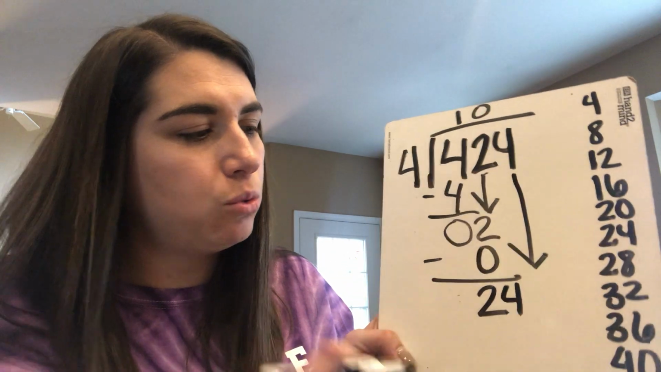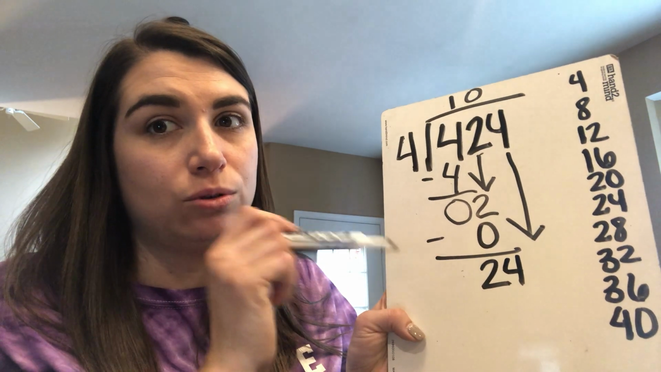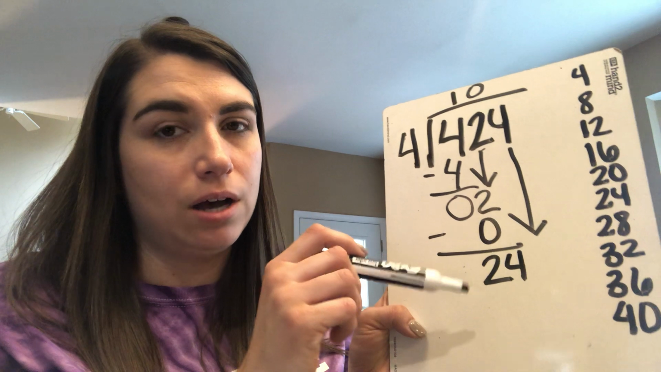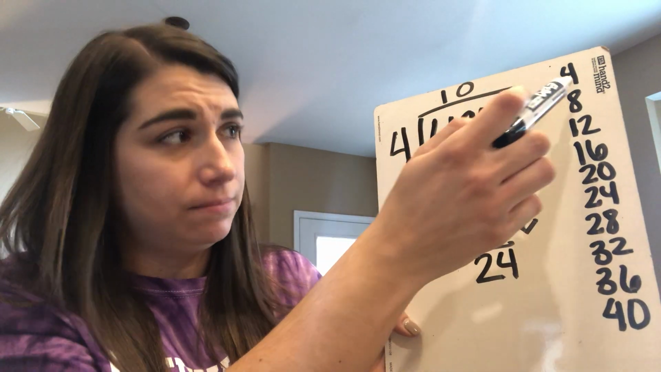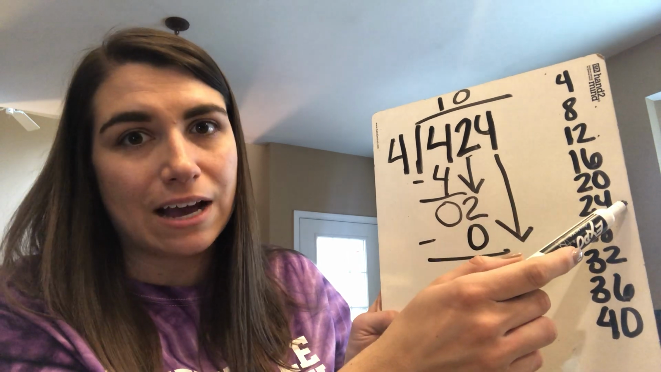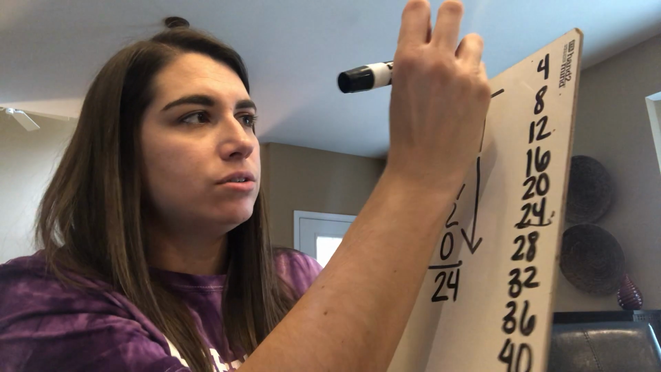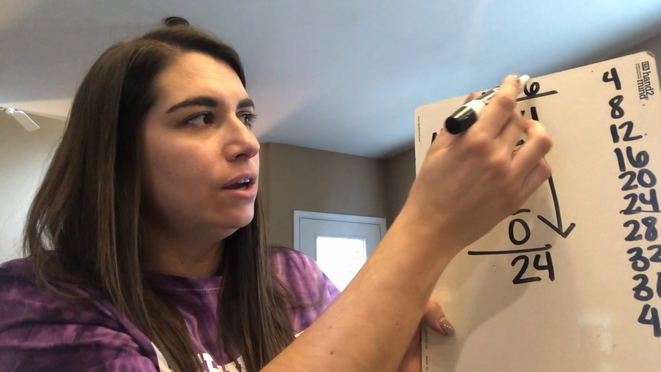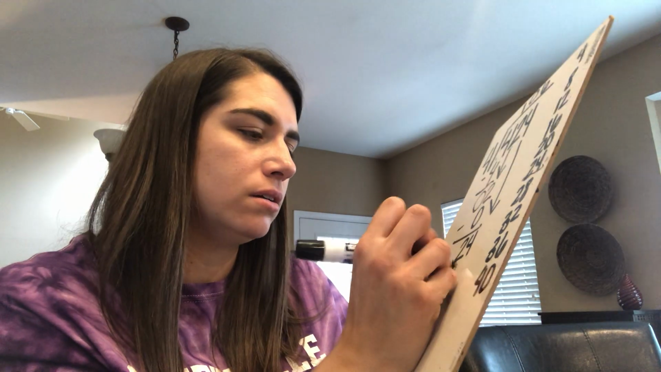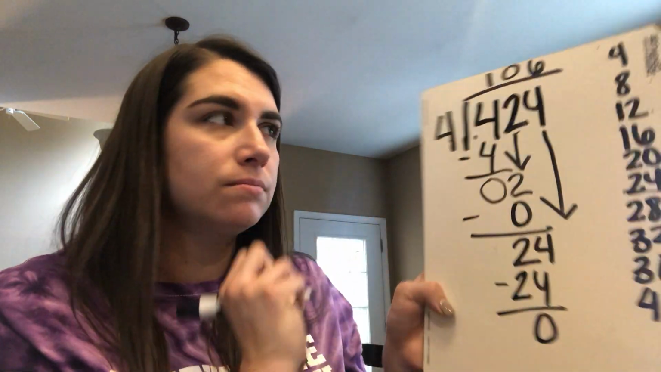So now I have 24 divided by 4. So you have to think about what times 4 gets you closest to 24. So I know that it's going to be 6, but just to make sure, 1, 2, 3, 4, 5, 6. And that's how I use the skip counting, so I see that it's 24. Okay, so the 6 goes on top. 6 times 4 is 24. 24 minus 24 is 0.